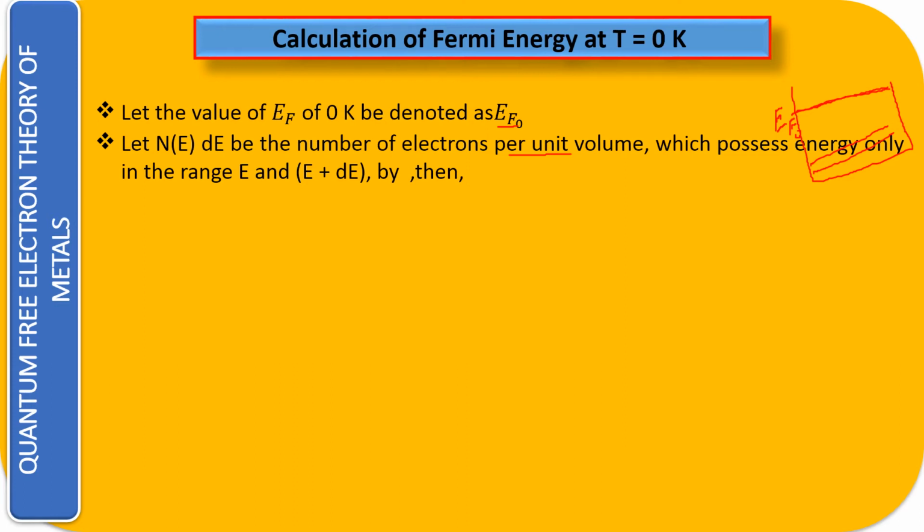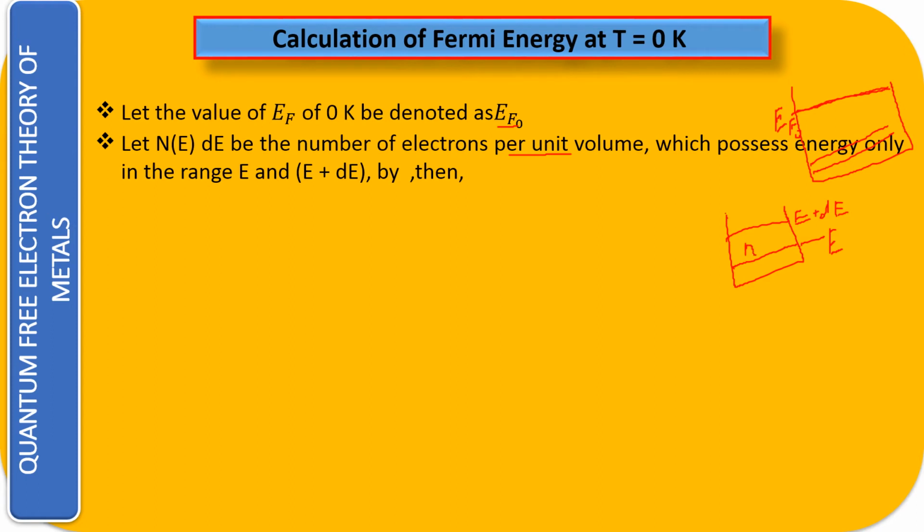Just try to understand this. Let us suppose I have taken the energy E, and then I go to the next level, E plus dE. These are the two energy states, a range we have taken. And let us suppose we have N number of electrons within this range only.